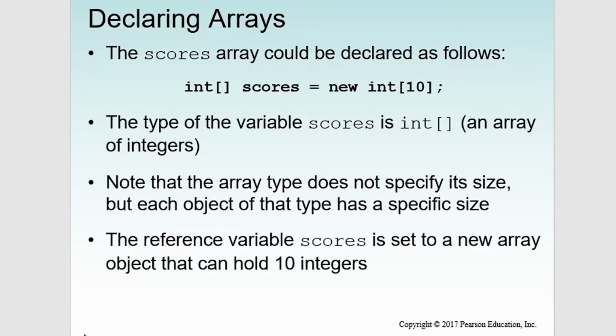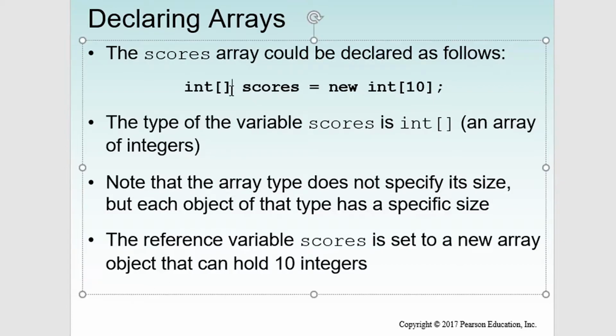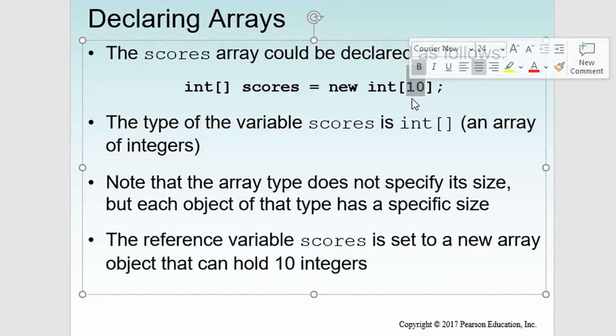Declaring arrays. The scores array can be declared as follows. So you have your data type, but you need the square brackets whenever you're declaring an array. Then they have the object reference variable scores. Then we use new. Once again, the data type. And then inside the square brackets, we put the size. So since they're putting in a 10, this can hold 10 values, 0 through 9.